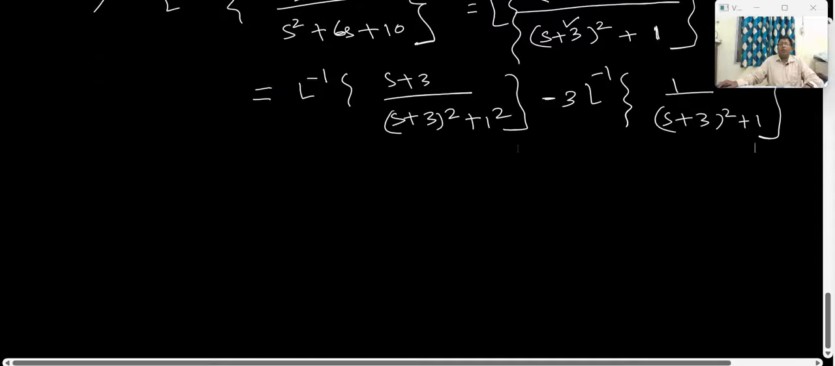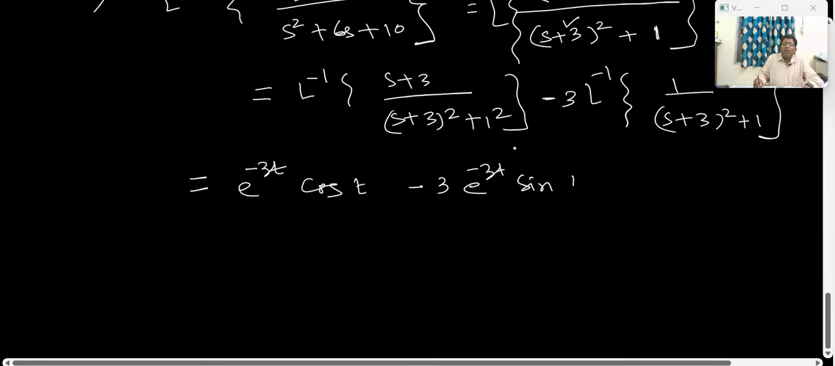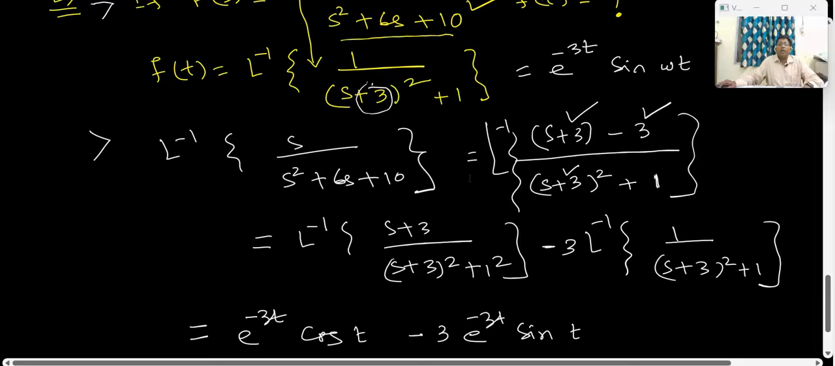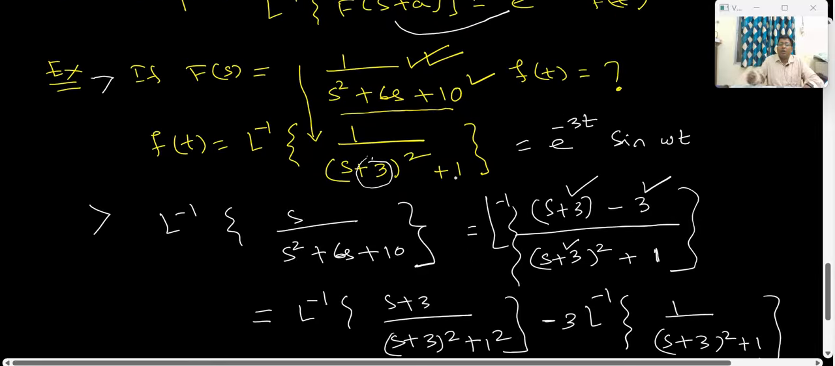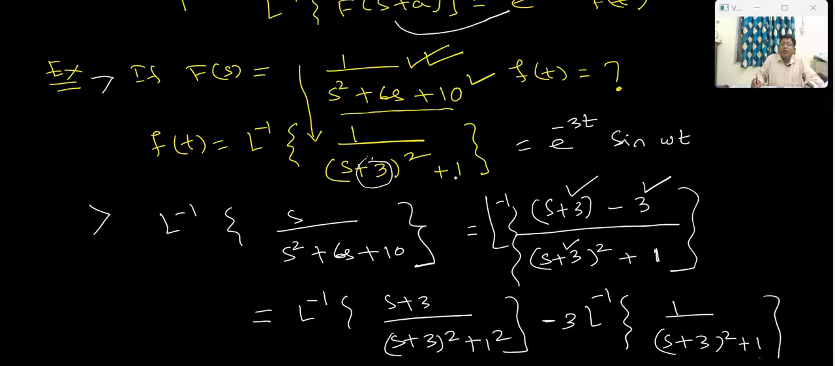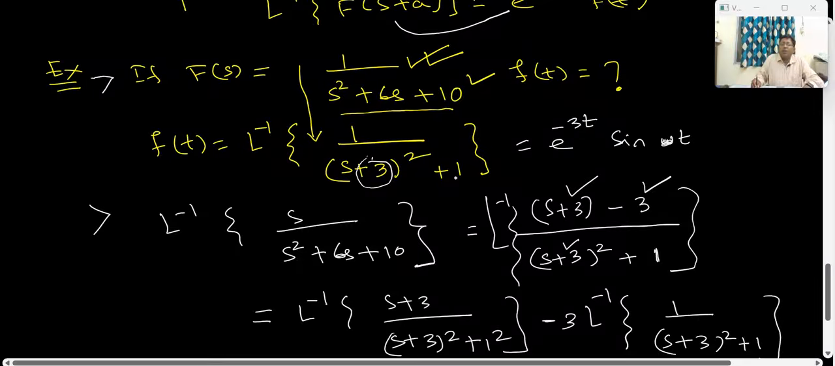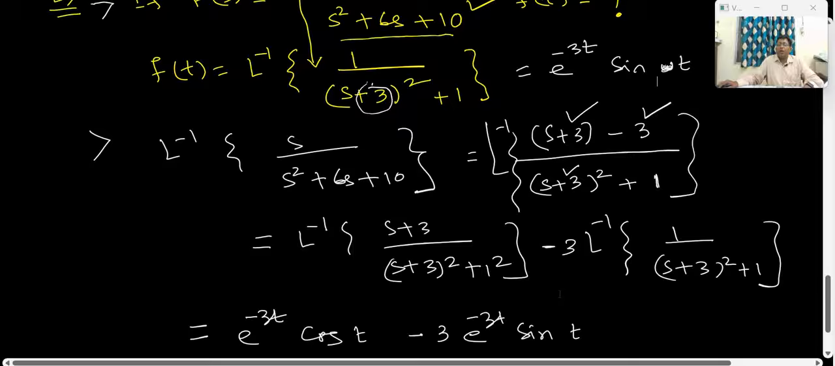Accordingly, you now apply the shifting theorem here. So here it is e to the power minus 3t. Now s by s square plus 1 square is simply cos t, and the next one will be 3 e to the power minus 3t times sin t. Here it is sin t only, not omega, it is simply sin t only.